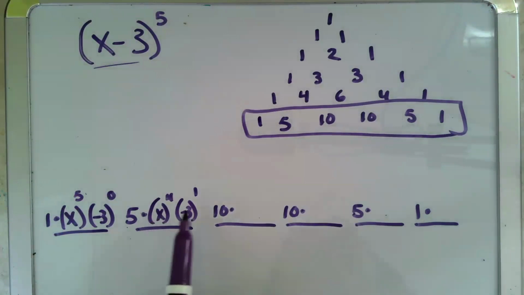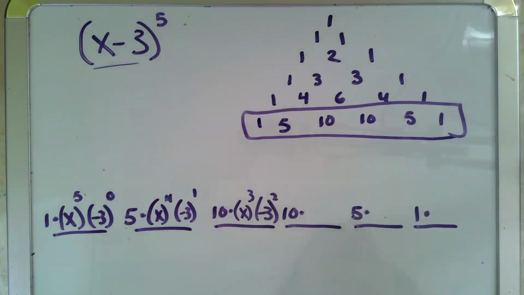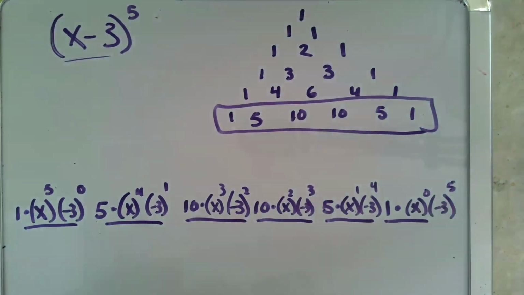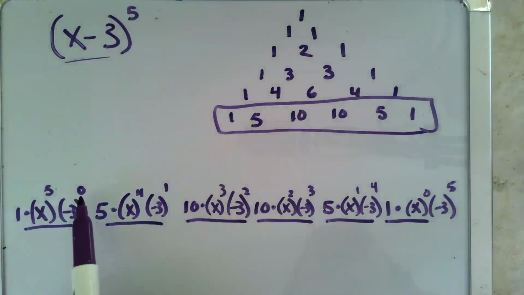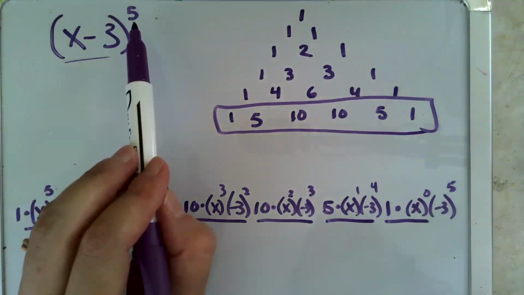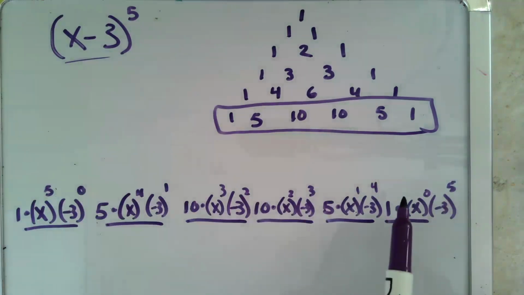But what goes inside here is going to remain my x and my -3. Okay. This next term, this decreases by 1, this increases by 1. My next term, these again decrease and increase. Keep going. And so over the course of 6 terms, the power of my first term starts at this highest power here, and so its partner is 0. So these two will always add up to the exponent you are raising your binomial to. And so then you can see how we end up at the reverse.